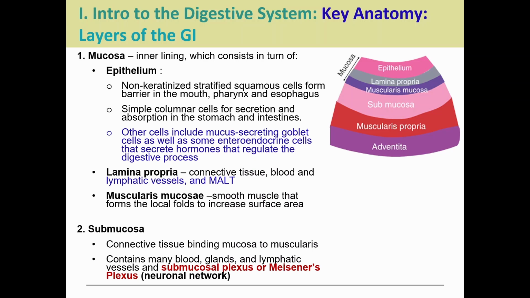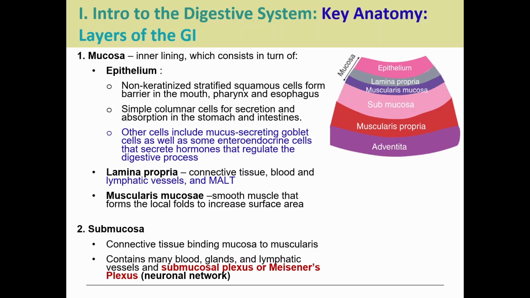This is where we have some connective tissue. We have vessels like the blood vessels and lymphatic vessels, and we also have mucosal associated lymphatic tissue, or MALT for short, which is basically going to be related to the immune system, and we'll learn more about the MALT later. And then that muscularis mucosae, again, this is that small area, that thinner layer of smooth muscle that is going to help form the local folds. Right, and we need this to create a higher surface area. That higher surface area is going to create more space for us to absorb, right? More surface in contact with the food we've eaten.